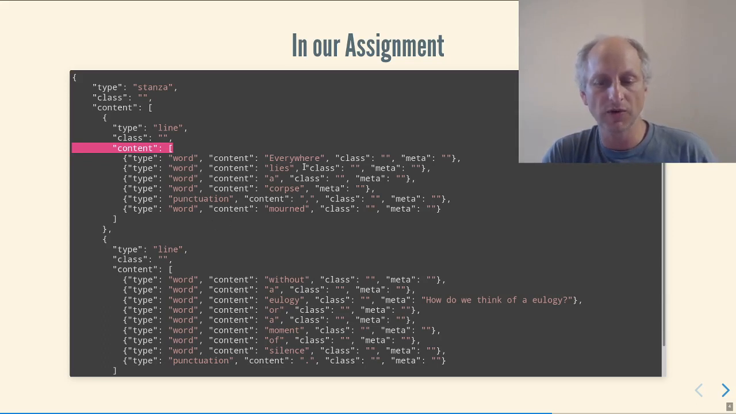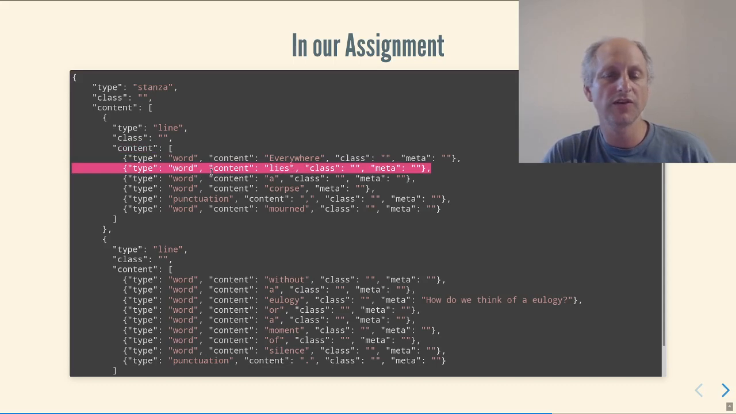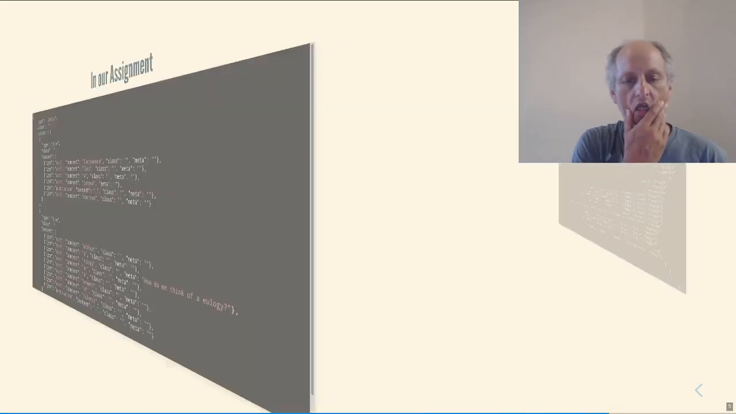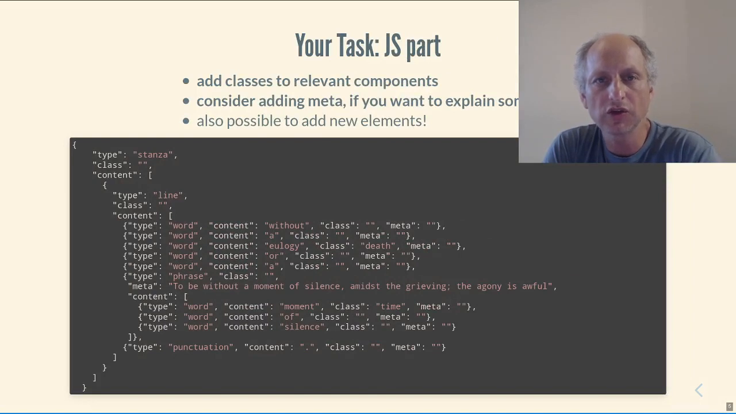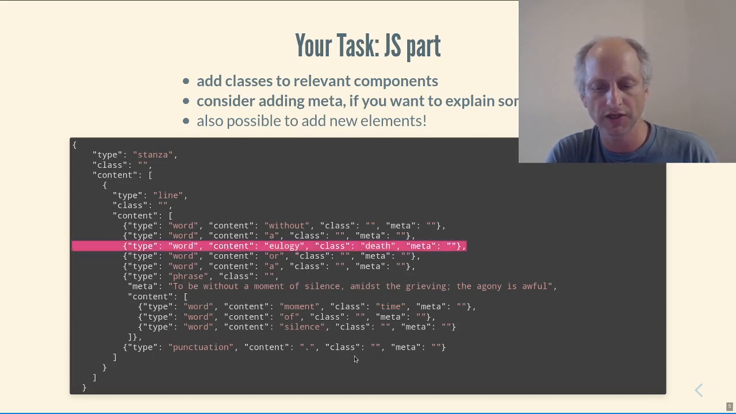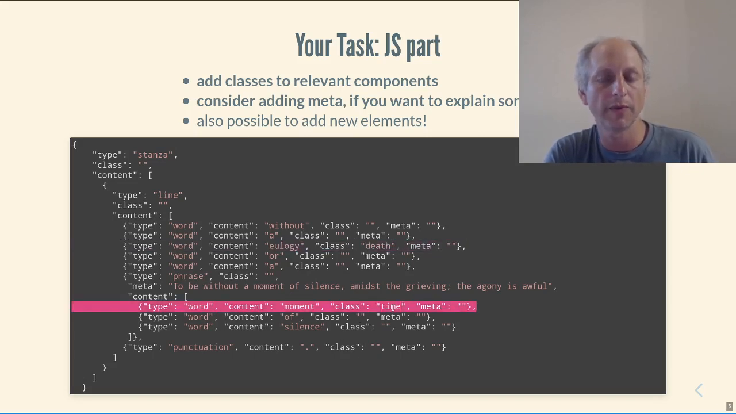And your job is going to be to take the existing structure and make it slightly more complex. And we can see this in the next slide. It's the final slide in this tiny lecture. Your main job is going to be to add classes to existing elements, and maybe some meta if there's some comment you want to make and you want to make it apparent to the reader. So you can see here I added the class of death to eulogy and the class of time to moment.